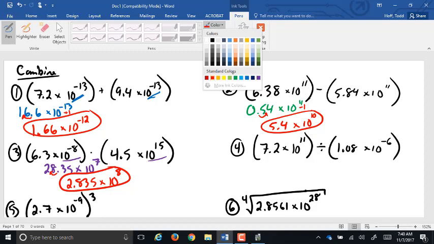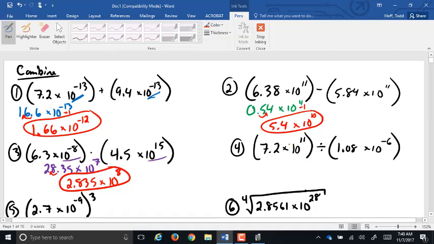Dividing. 7.2 times 10 to the 11th, divided by 1.08 times 10 to the negative 6th. We divide the count. 7.2 divided by 1.08 is 6.67, we'll round it to. Here's 6.6666. Times 10 to the, when we divide, we are subtracting powers. 11 minus the negative 6 is 11 plus 6, or 17.